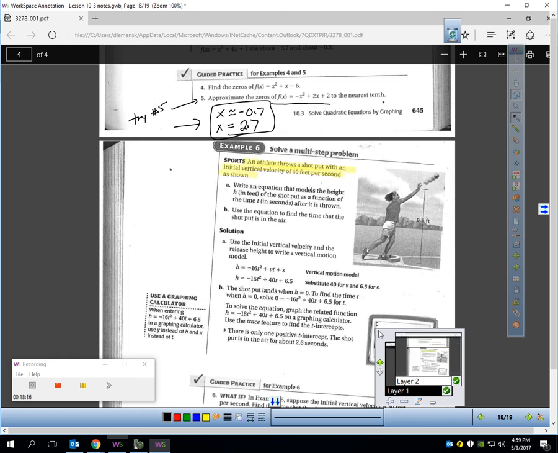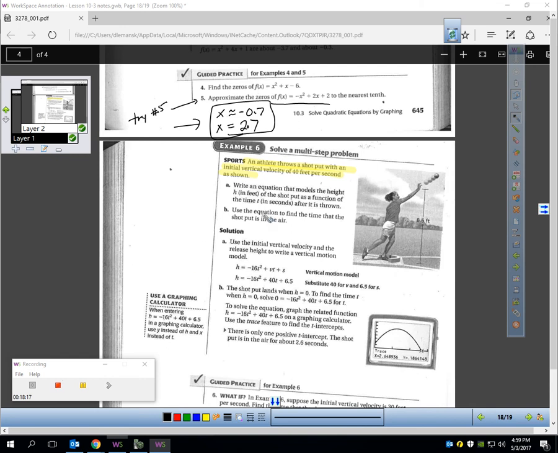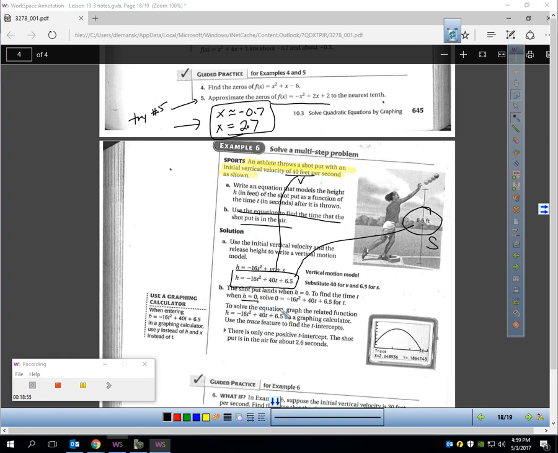Now, vertical motion, which is normally a pain, the calculator method's great for vertical motion. An athlete throws a shot put with an initial vertical velocity of 40 feet per second as shown. You notice they're tossing the shot put from a height of 6.5 feet. Write an equation that models the situation. Well, 6.5 is the starting height, so we put that in for the starting height. There's my equation. The shot put lands, I want to find the amount of time the shot put is in the air. Well, it lands when h is 0, so I need to solve that.